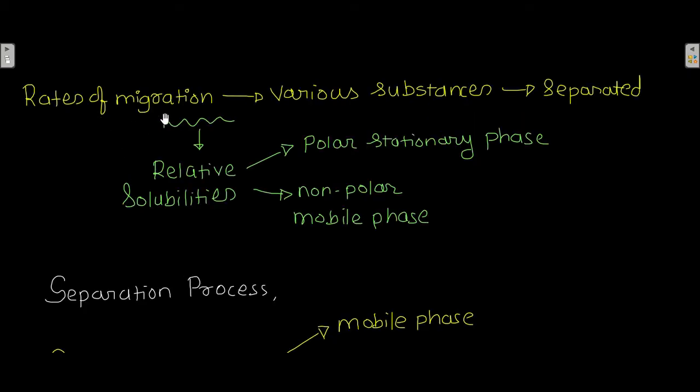Now the rates of migration of various substances that have to be separated depend upon their relative solubilities in the polar stationary phase and the non-polar mobile phase. The mobile phase is non-polar, the stationary phase is polar. On the basis of the solubility these substances show, the rate of migration will be determined, and that is how the various substances are going to be separated by paper chromatography.